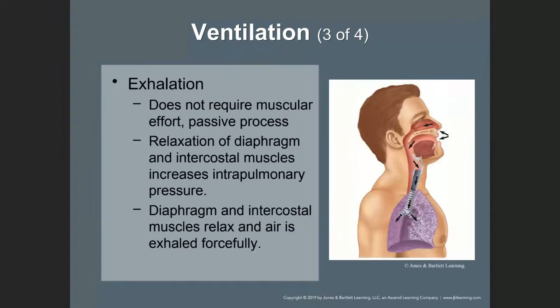Exhalation does not require muscular effort, so it's a passive process of breathing. Relaxation of the diaphragm and intercostal muscles increases intrapulmonary pressure. So the diaphragm and intercostal muscles relax, the diaphragm moves up, the rib cage moves back in, and this creates an increased intrathoracic pressure, or increased intrapulmonary pressure. The diaphragm and intercostal muscles relax, and air is exhaled forcefully via positive pressure.